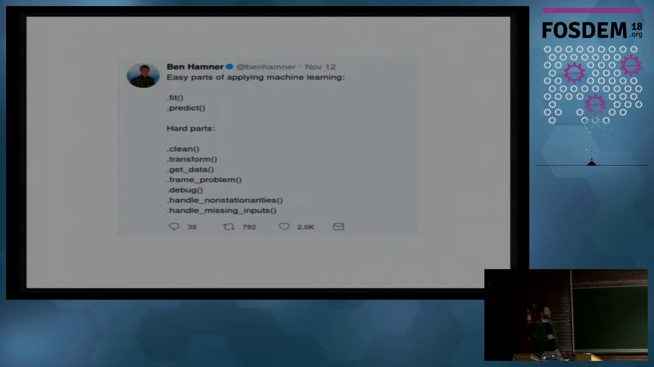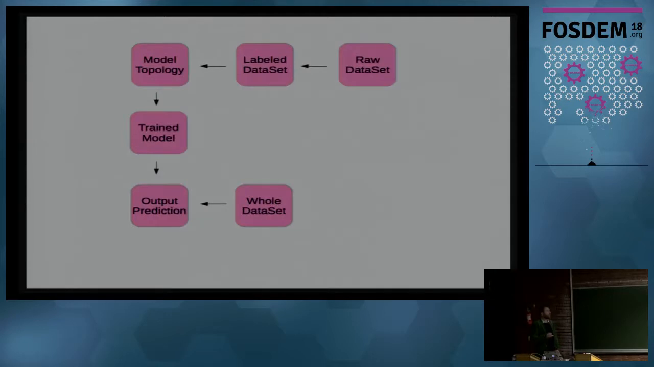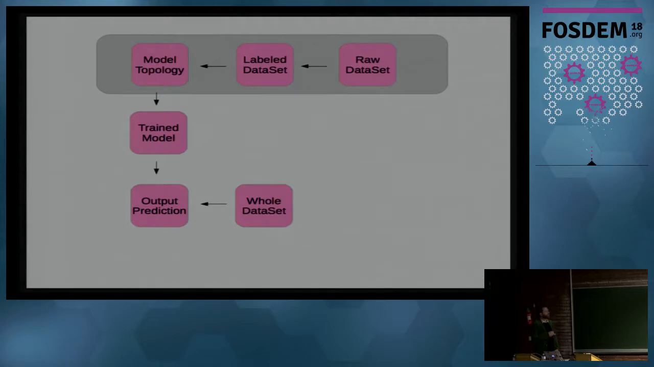The stuff is not related to fit and predict. The stuff is related to the way you get your data, you transform it, and so on. So if we look at the whole chain, there is a first step to go from your dataset, label it, create your topology model, train it, and with your whole dataset and your trained model, you can grab a prediction. So if we focus on the first step, what we need at this point is the ability to label your dataset easily.